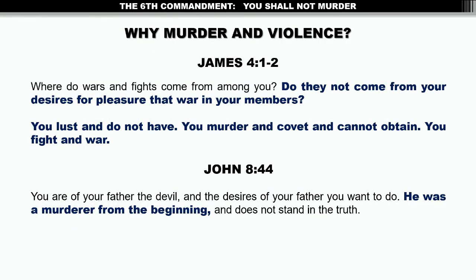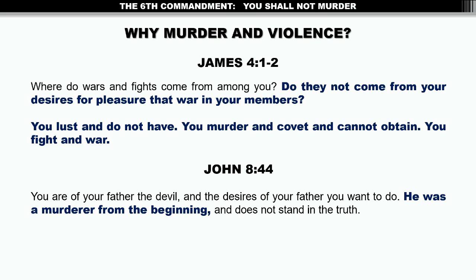Now, why do we have such problem with murder and violence in our world? Well, the Apostle James answers that question in James 4 verses 1 and 2, where he says, "Where do wars and fights come from among you? Do they not come from your desires for pleasure that war in your members? You lust and do not have. You murder and covet and cannot obtain. You fight and war."